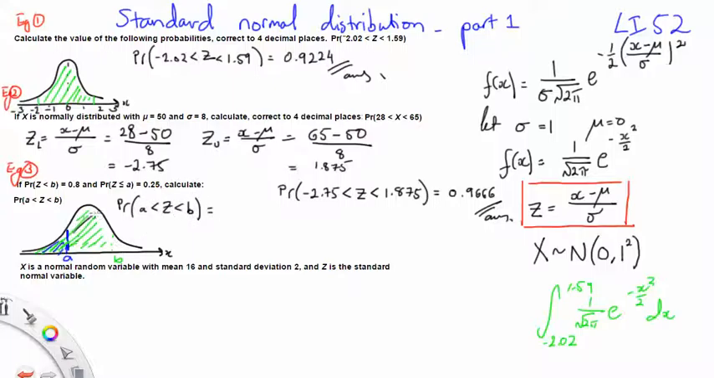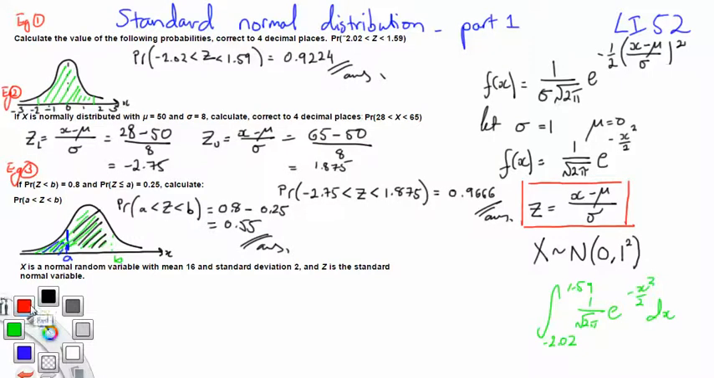So what we want to find is this area. Well, if we know the green area and we know the blue area, we can find the black area. So the black area is going to be the green area, which is 0.8, minus the blue area, which is 0.25. So the probability of Z falling between that interval is 0.55.